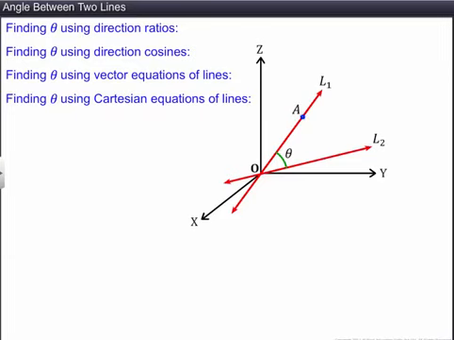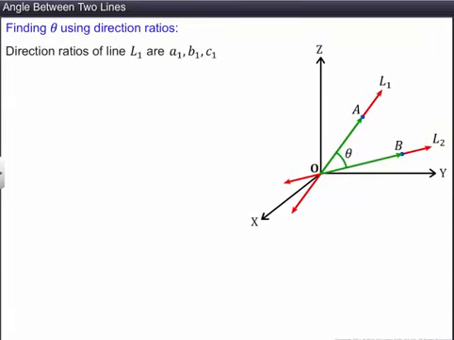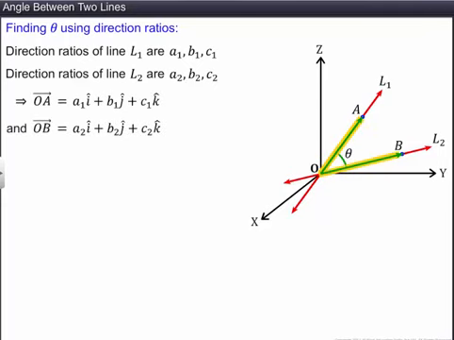Consider a point A on line L1 and a point B on line L2. Now, consider the directed lines, OA and OB, representing the position vectors of points A and B, respectively, with respect to the origin. Let A1, B1, C1 and A2, B2, C2 be the direction ratios of lines L1 and L2 respectively. Thus vectors OA and OB can be written in component form as shown.